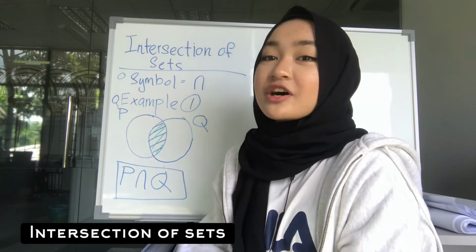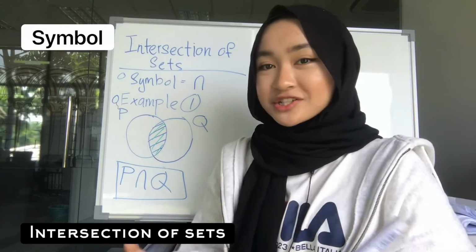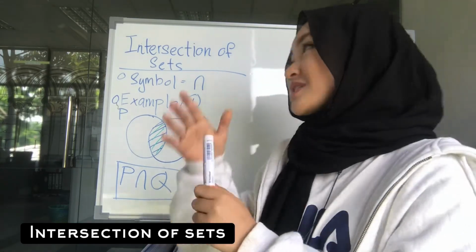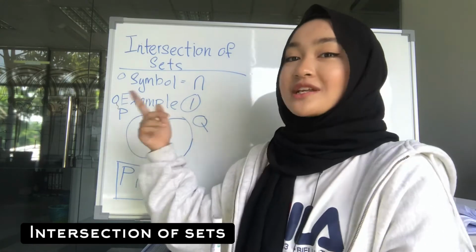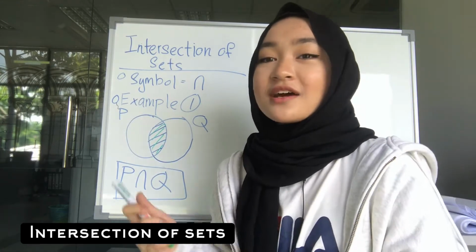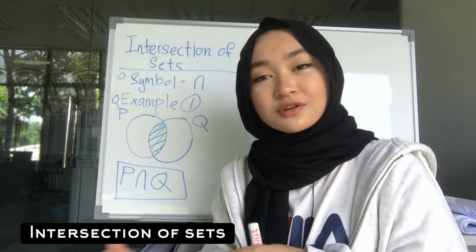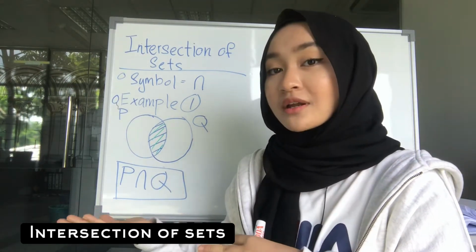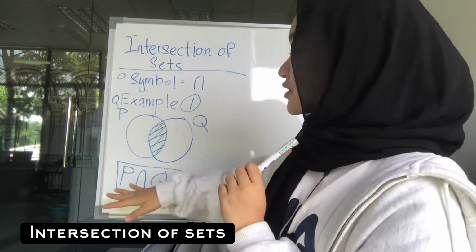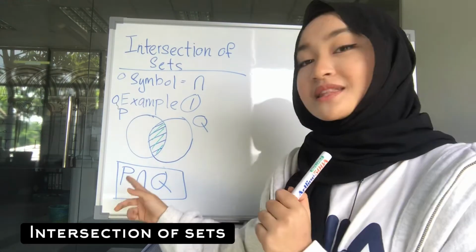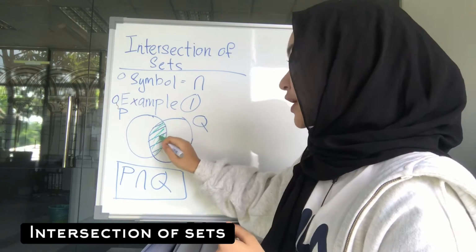In intersection of sets, we have to know about the symbol used for this. The symbol looks like ∩, and it is easy for us to remember: intersection and ∩. After that, we need to know which part we should shade or color when there is a question involving intersection of sets. For example, the question asks us to color P intersect with Q. So the part that we need to color is this part.